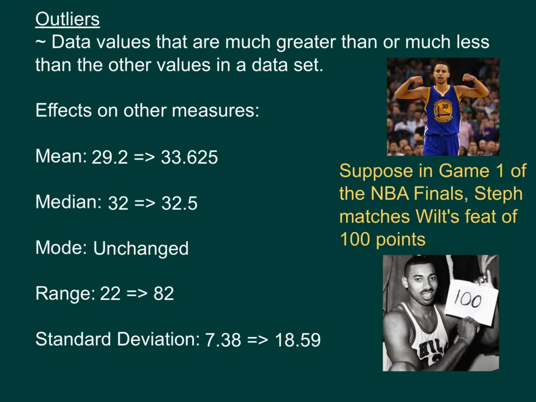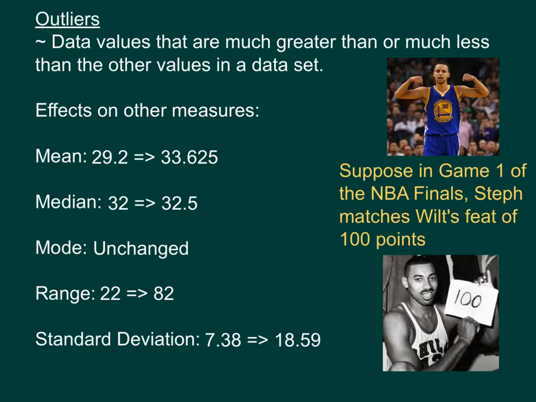All right, how did it go? You can see that the mean jumps from 29.2 up to 33.625, which, considering that we're talking about points scored in a basketball game, an increase of about 4.5 points per game is pretty substantial over a 16-game sample size. So that's a pretty big gain because of this large output in the 16th game.